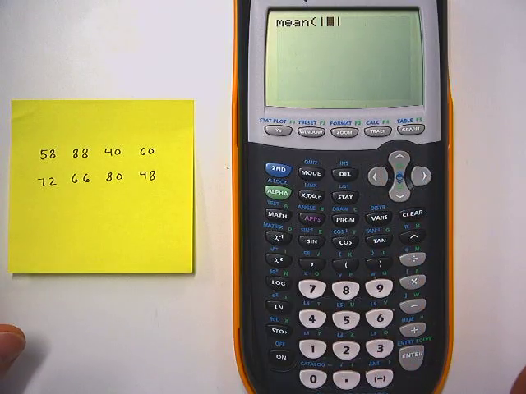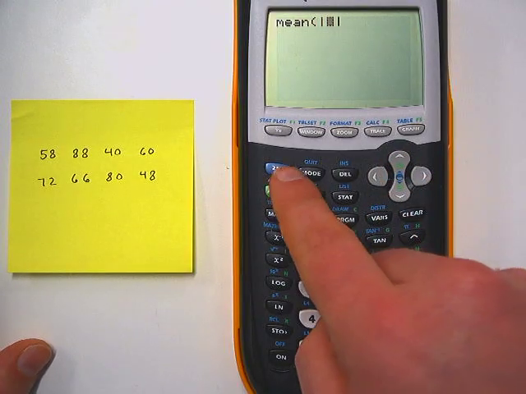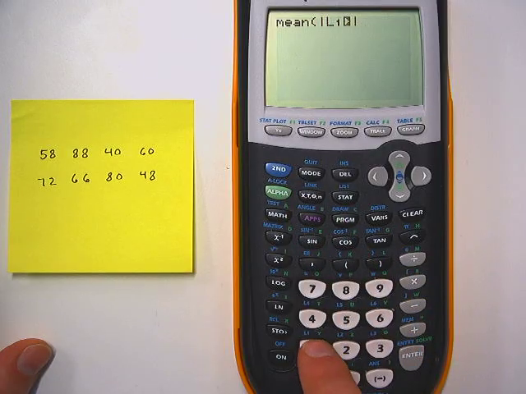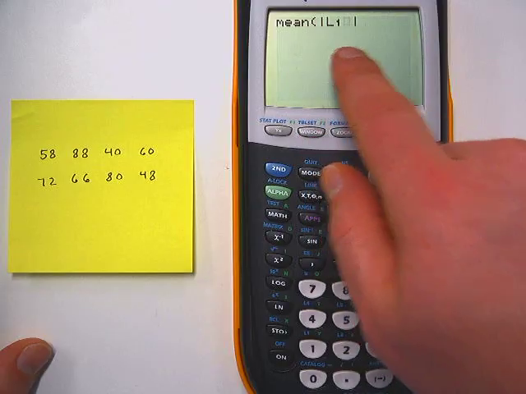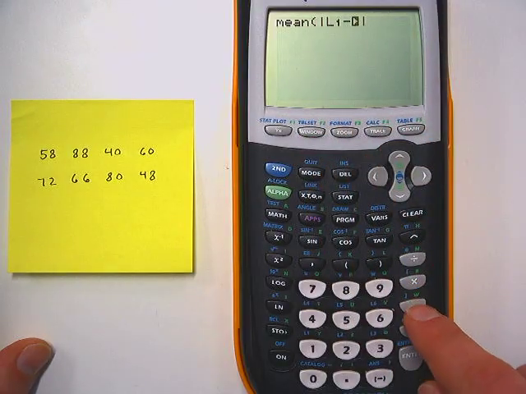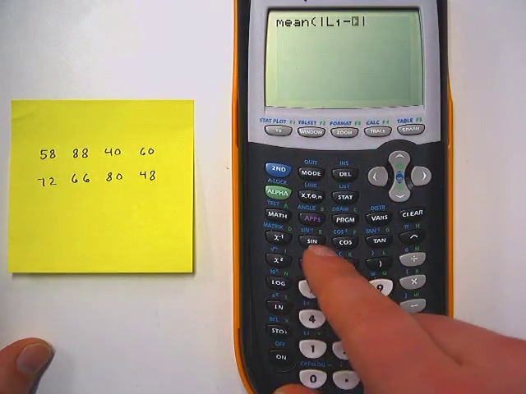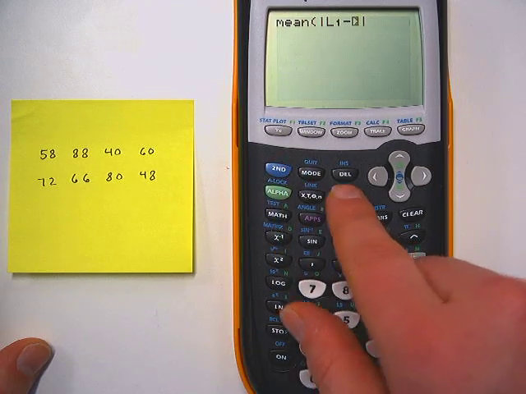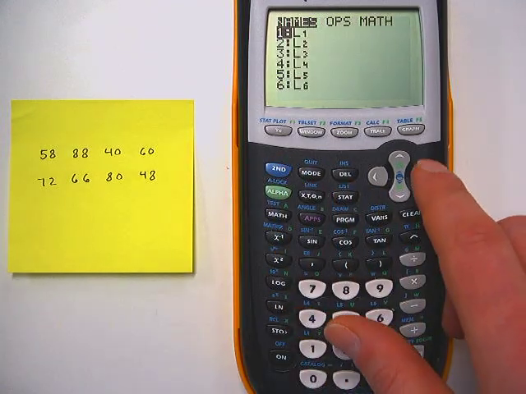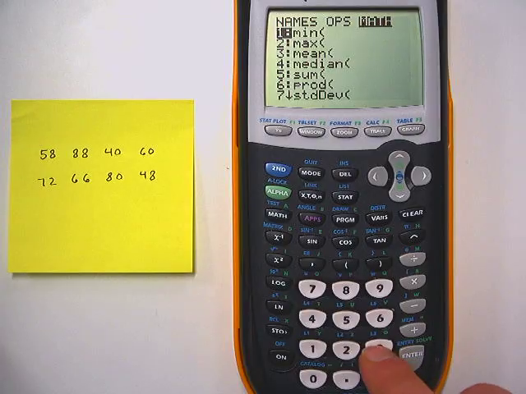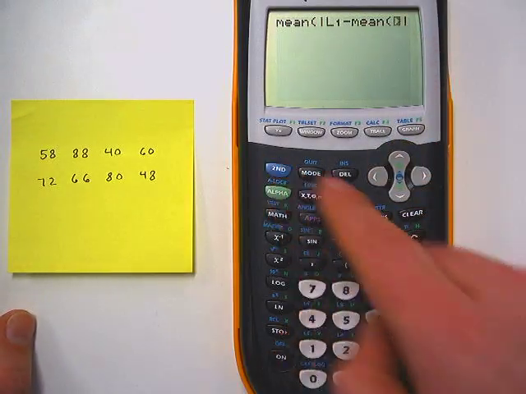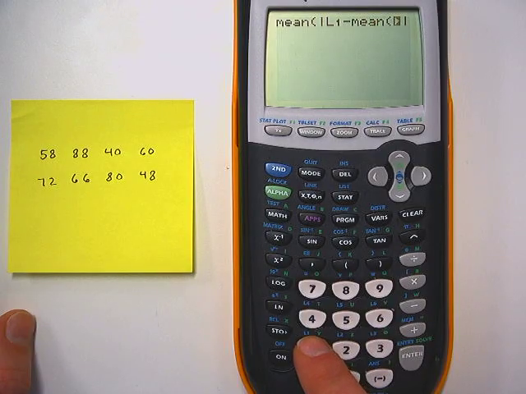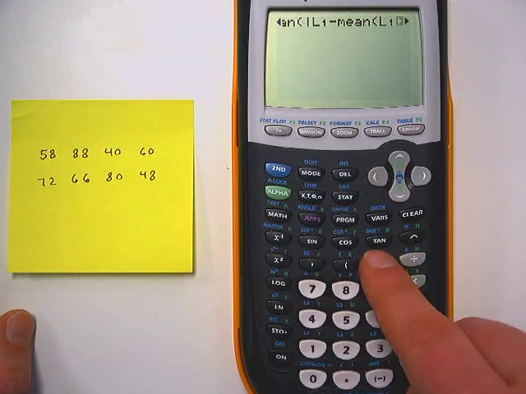Now inside of the absolute value, we first want to use our list 1 marker by hitting second and then the 1 key to put list 1 up there. And we want the difference between the list and the mean of the list. So we're going to subtract, and now we're going to enter the mean command again by hitting second, stat, hit right on the calculator twice to be in the math menu, hit 3 for mean, and we want the mean of list 1. So again, we're going to hit second, 1 for L1. All right.